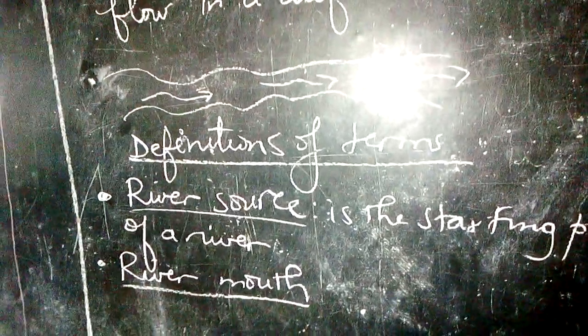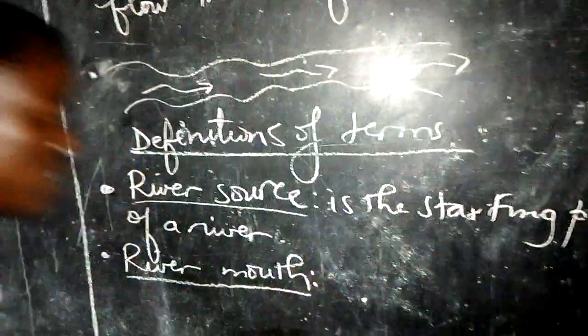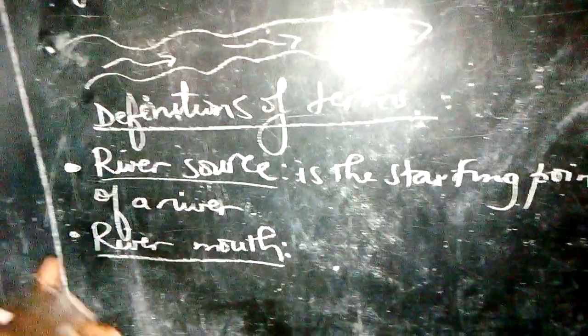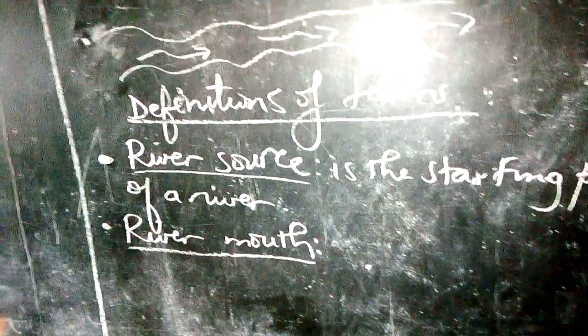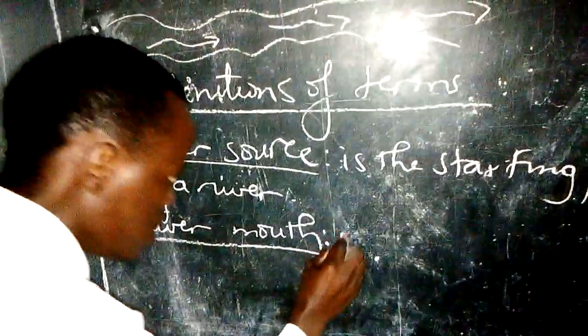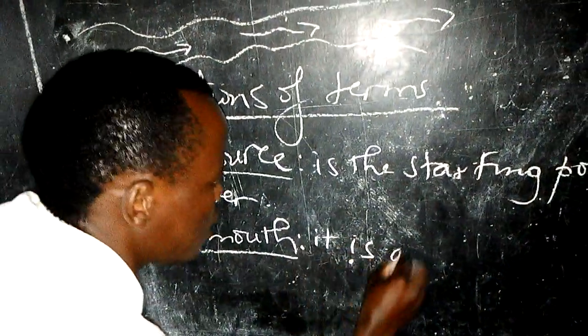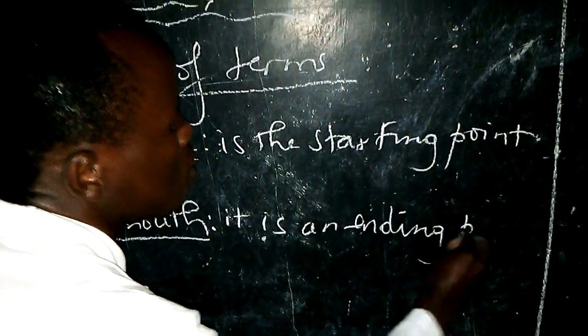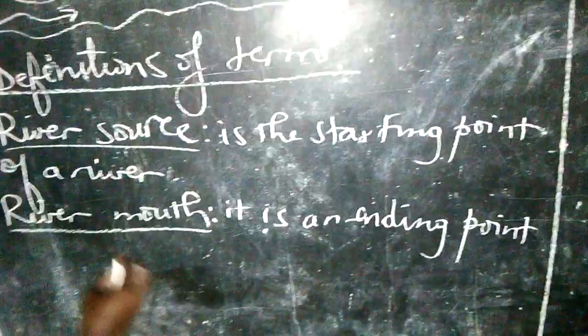Let's talk about a river mouth. A river mouth is the ending point of a river. It's a place where a river reaches its end.